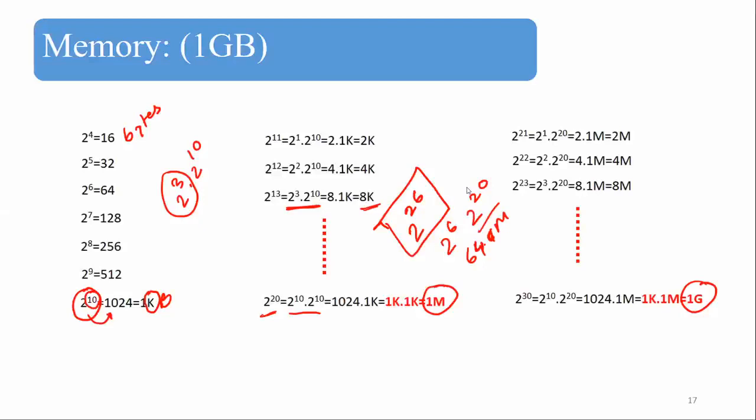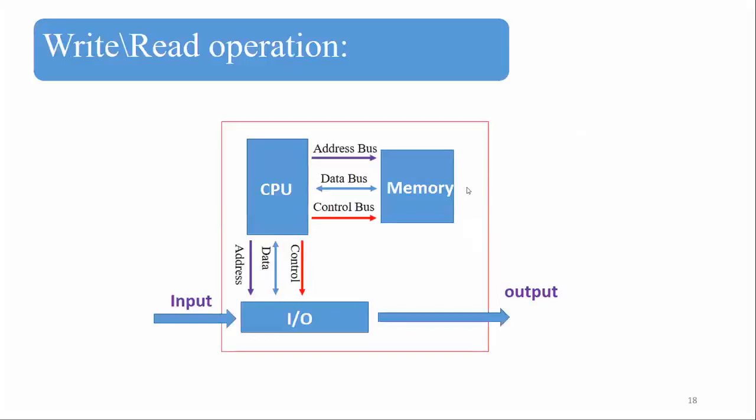So what is the memory size of 8086? 1 megabyte. Okay. That means you have 2 to the power 20, that means it is 1 megabyte. Yes, sir. So now, as I have said, before going to the next part, we'll try to see the read and write operation. Is it okay? We'll see how the CPU reads something from the memory and writes something to the memory.